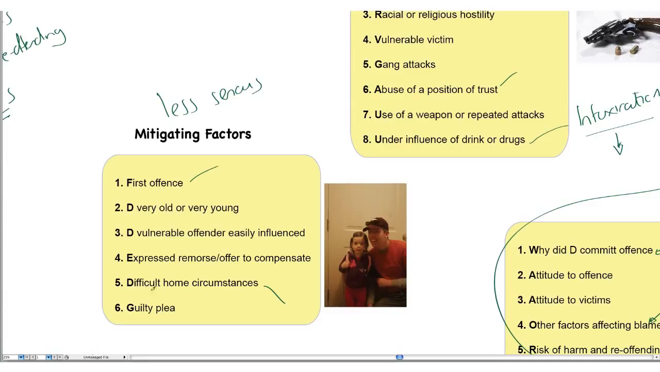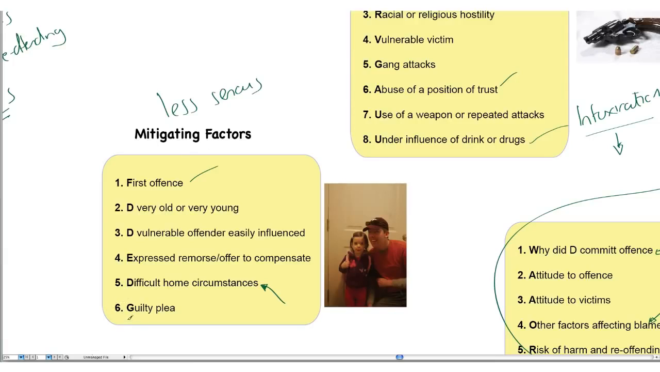Let's just look at the last two, difficult home circumstances. All of us remember the dreadful James Bulger case. Both of those young boys who were eventually found guilty, Venables and Thompson, both claimed that they had come from difficult home circumstances which made them more likely to commit violent crime. And that might be taken into account by the judge.